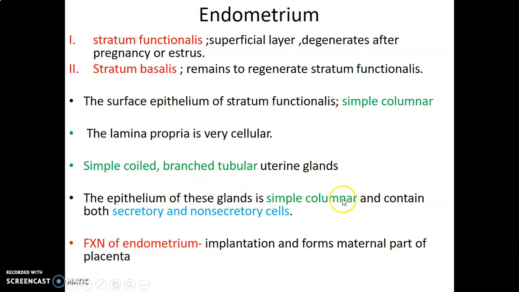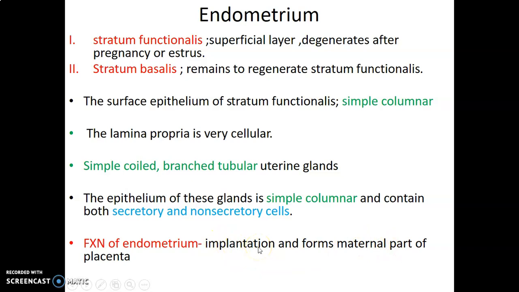What's the function of the endometrium? You have implantation of the embryo and also forming part of the maternal part of the placenta. Remember, the decidua basalis is the maternal part of the placenta, and implantation is there on the endometrium on the upper posterior wall of the uterus.